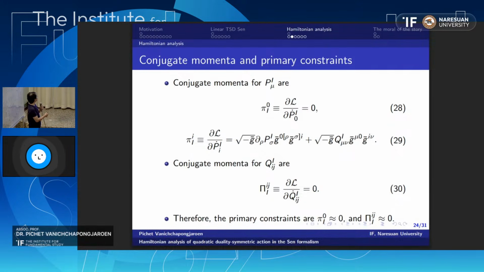Then we look for the conjugate momentum for Q. So actually Q, the Lagrangian doesn't contain Q dot. So this is the conjugate momentum. So basically the primary constraints are that pi I0 is equal to 0, and the pi ij I, subscript I, is equal to 0.